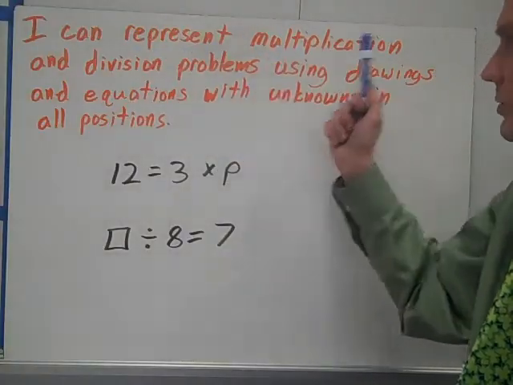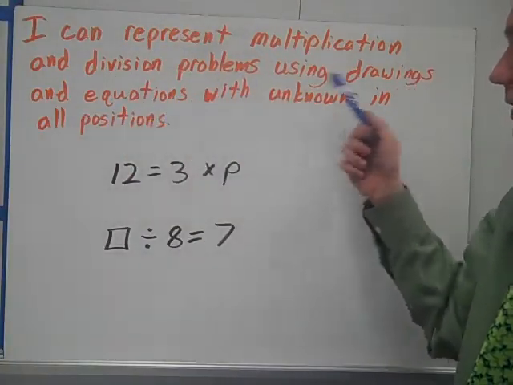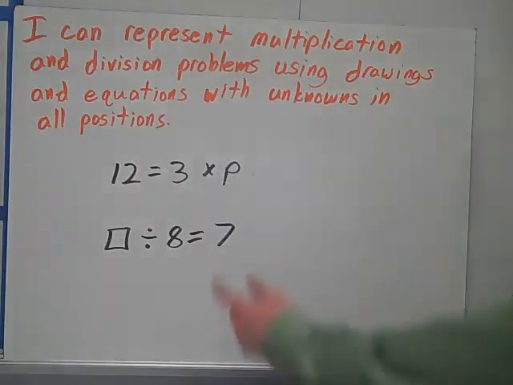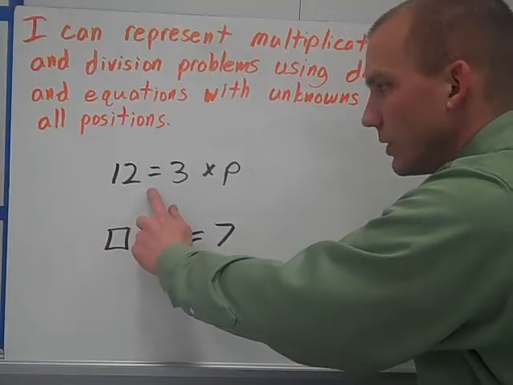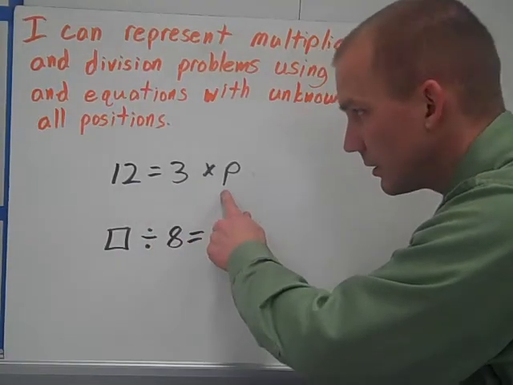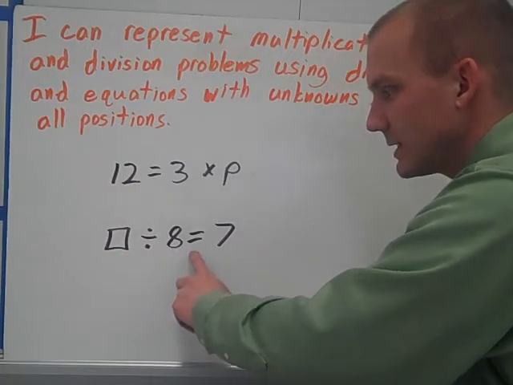I can represent multiplication and division problems using drawings and equations with unknowns in all positions. So here are your two problems that I want you to do on your own. 12 equals 3 times p. P is our unknown. Square divided by 8 equals 7.